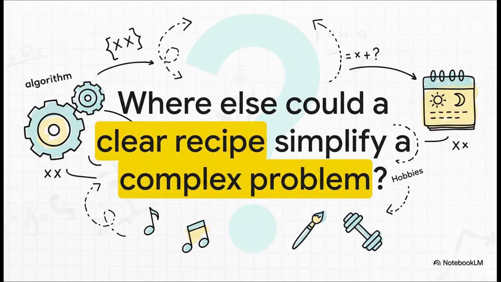And that leaves us with a final thought to chew on. We've seen how a powerful algorithm can bring so much clarity to a math problem. So, where else in your life, whether it's at work, in a hobby, or even just planning out your day, could applying a clear, step-by-step recipe help you simplify something complex?